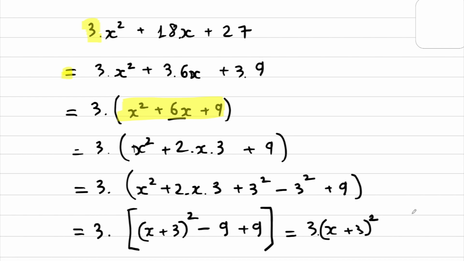And after simplifying, you've got 3 times x plus 3 squared in this question. Yeah, that is the way you work with a three-term quadratic expression where the coefficient of x squared is different to 1. That is the first example. This kind of question is not easy. Yeah, it's very hard, so be careful about this technique.